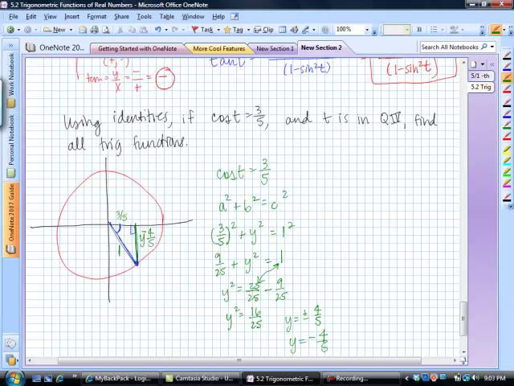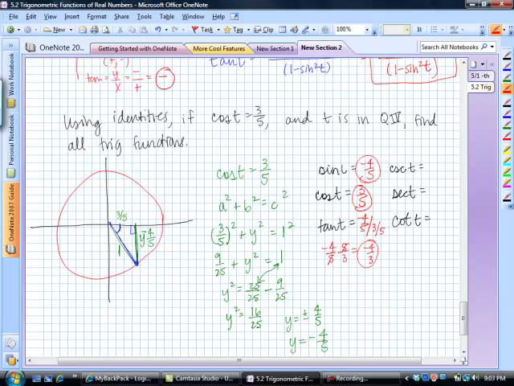Now what we need to do is find the 6 trig functions. So let's find sine t, cosine t, tangent t, cosecant t, secant t, and cotangent t. Okay, so sine, remember, is your y value, negative 4/5. Cosine is your x value, 3/5. Tangent is y over x, so negative 4/5 divided by 3/5, which is negative 4/5 times 5 over 3, which is negative 4/3.